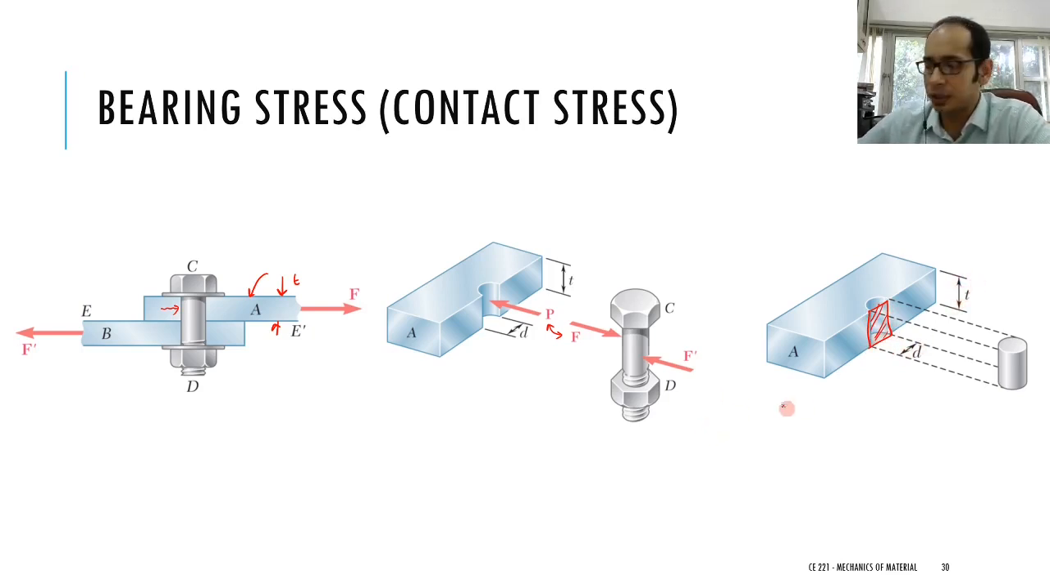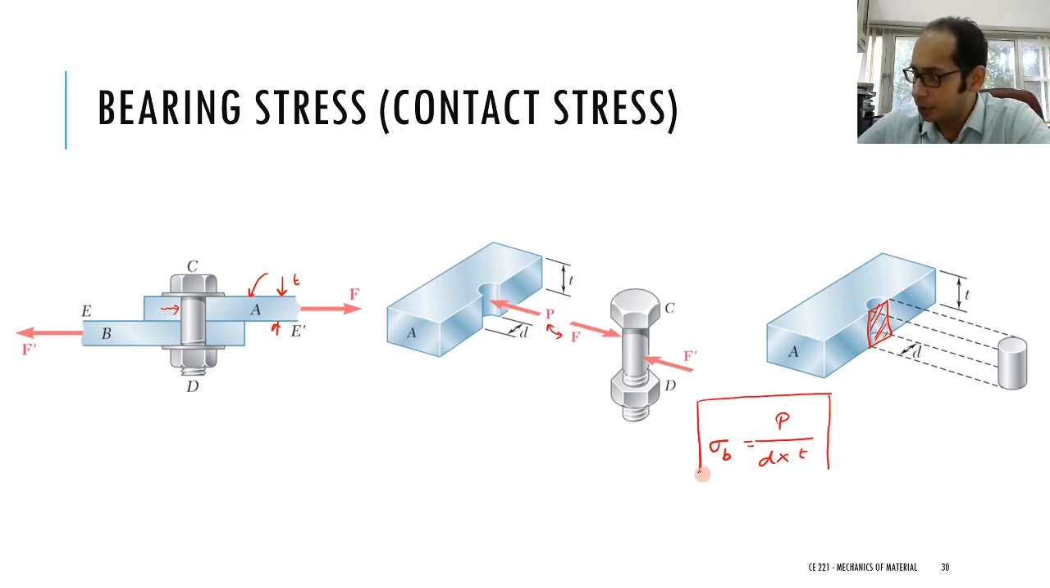So bearing stresses or contact stresses are usually designated by this symbol, sigma B. So that is going to be equal to P divided by D times T. So this is the bearing stress or the contact stress, right? It is simply induced by the contact of one particular element with another, right? So we have looked at the normal stresses, the shear stresses, and the bearing stresses.